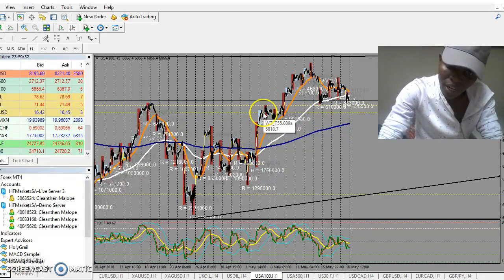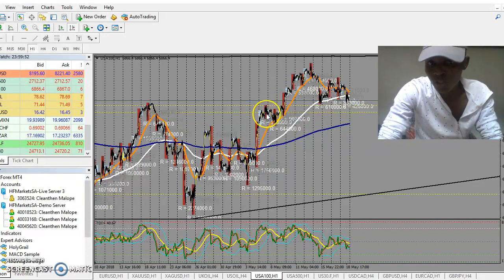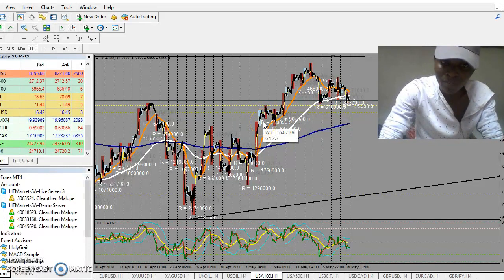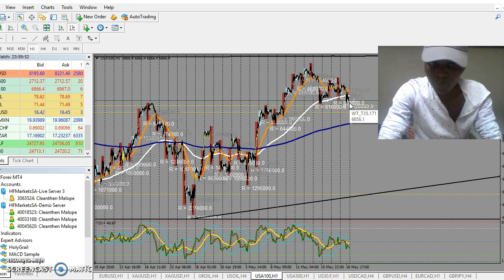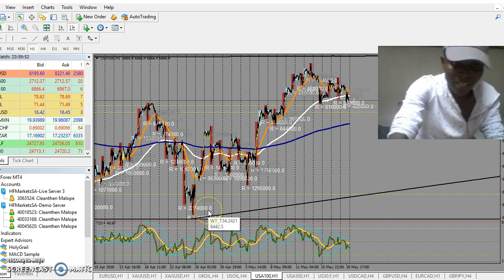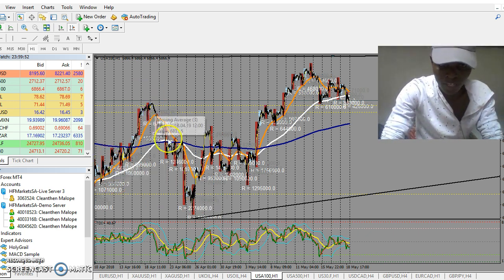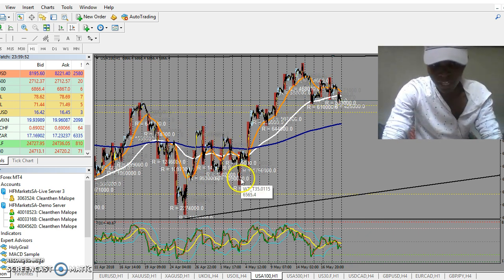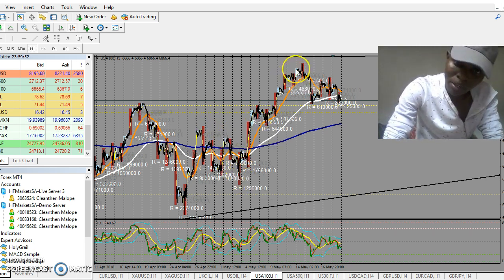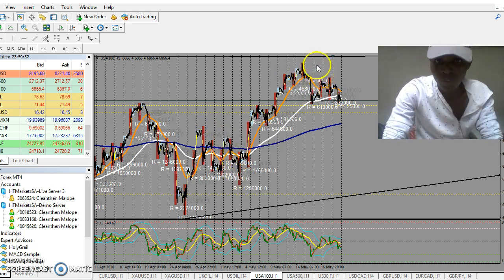You can see that the market went up here. Surely it's because of fundamentals, I'm not sure, but it doesn't matter because the strategy works perfectly, even if there are fundamentals. Here it went up again and then it bounced, it is coming back. I need you to understand something. The market doesn't go up and not come back. Every time it goes up, it's going to come back down. Every time it goes down, it's going to come back up. So now we're expecting the market to do what here? To come back down.